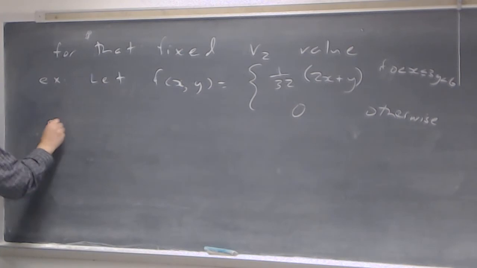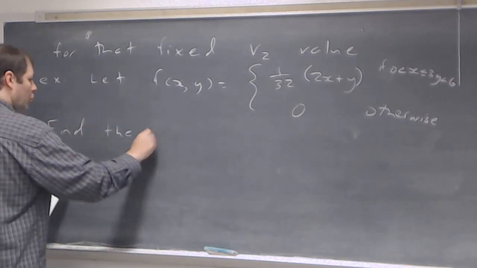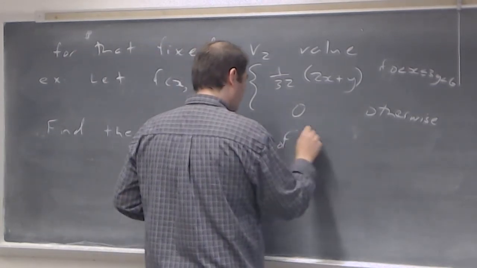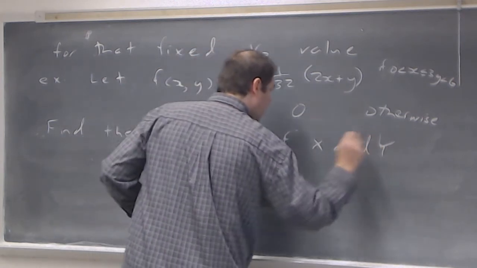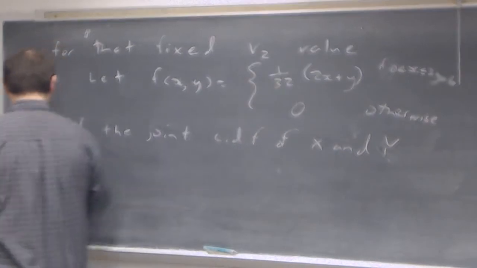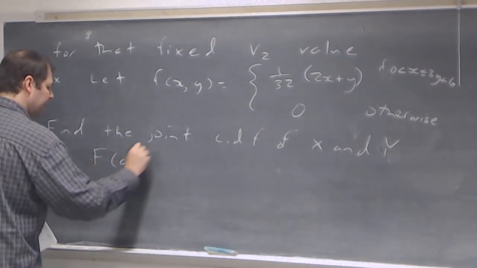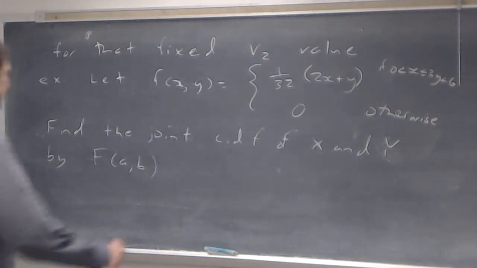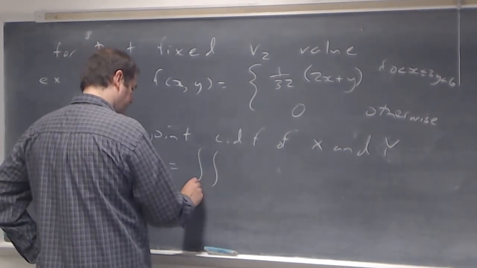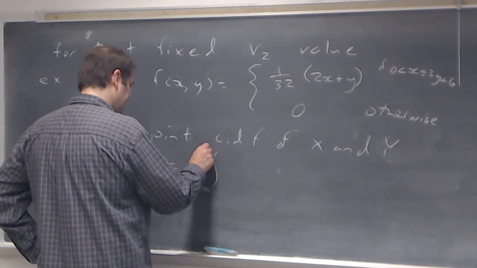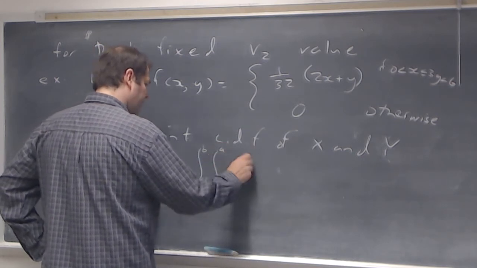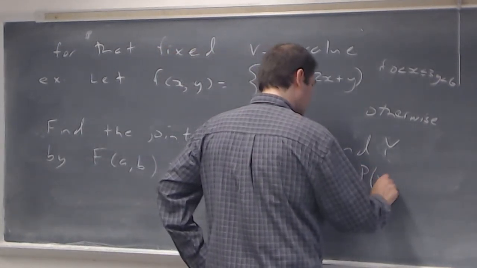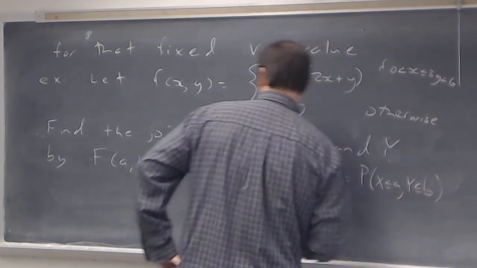And we were trying to partially find the joint CDF of x and y, which we will denote by F of a, b. And what that's equal to, let's not forget, is the integral from minus infinity to b, minus infinity to a, of f of x comma y dx dy, which represents the probability that x is less than or equal to a and y is less than or equal to b. That's what we're trying to find.